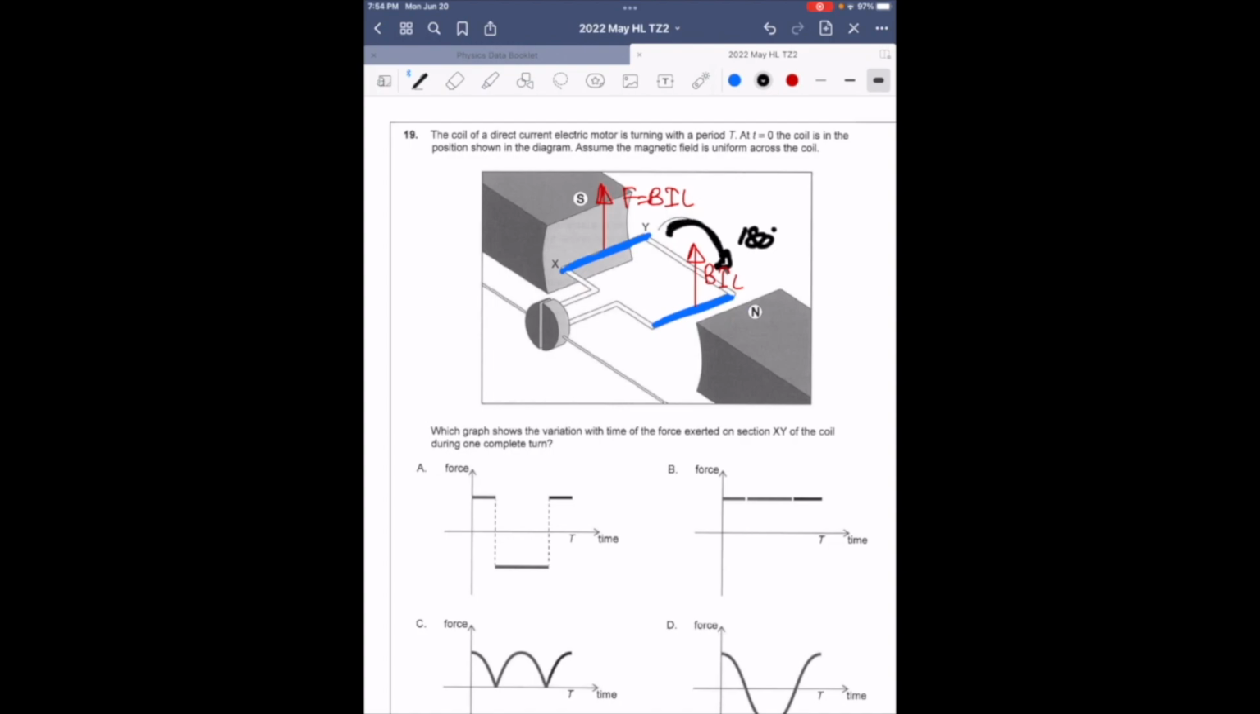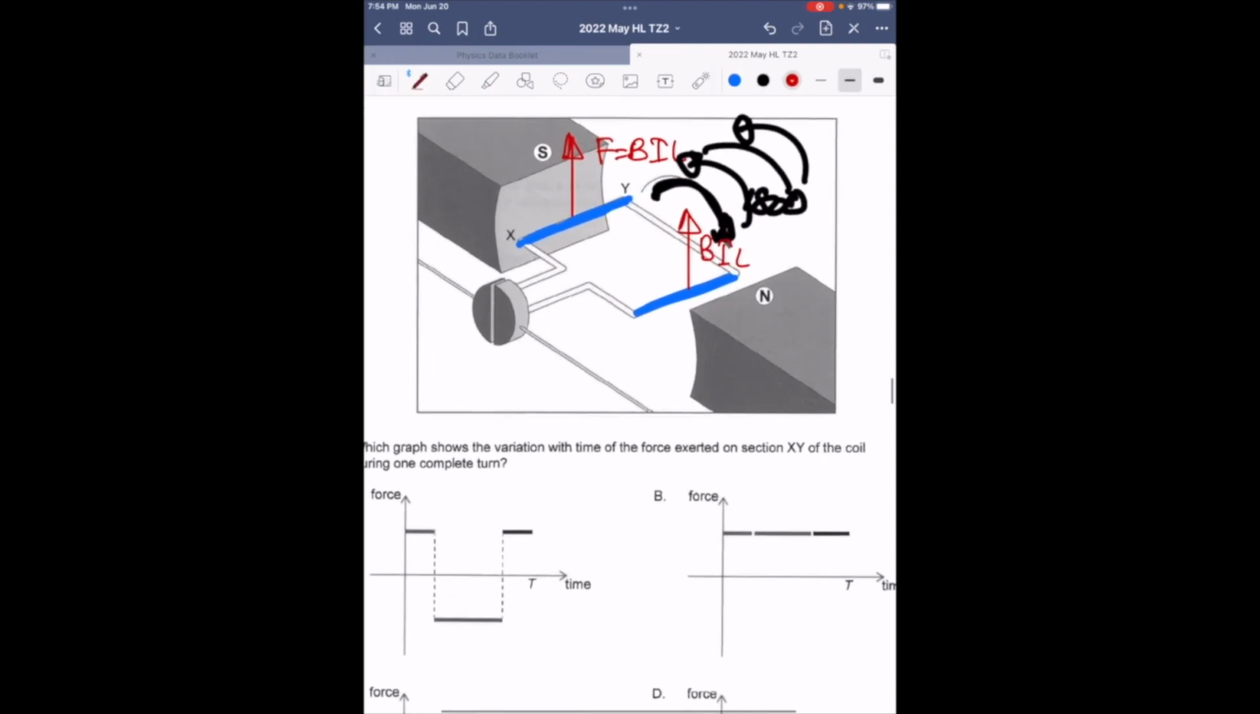This will go clockwise and come back anti-clockwise, go clockwise, come back anti-clockwise. This is not what we want a motor to do. We want it to keep on going. So what should we do? We want this force to change the direction when it turns by 180.